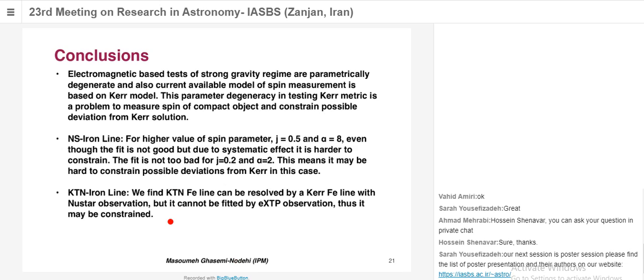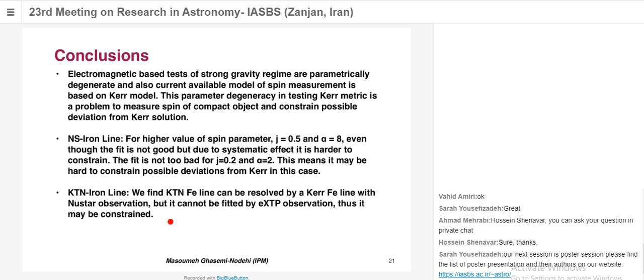Electromagnetic-based tests of the strong gravity regime are parametrically degenerate, and also the currently available models of spin measurement are based on the Kerr model. This parameter degeneracy in testing the metric is a problem to measure the spin of a compact object and constrain possible deviation from the Kerr solution.